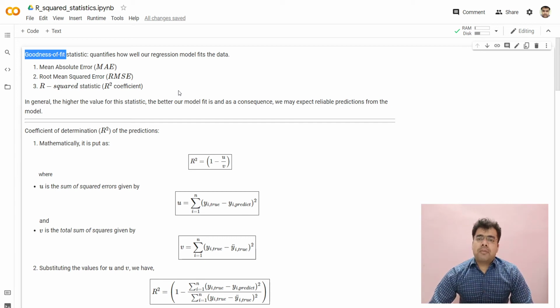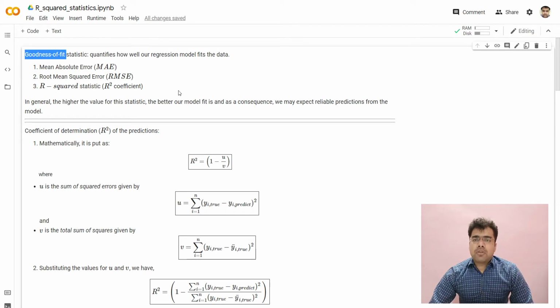Let's say, for example, you have a regression task to solve, and for that task you have designed three different models: M1, M2, and M3. Now it is time for you to choose one particular model. So you choose any of the goodness of fit statistics which is available, and you compute that statistic for each of those models. Whichever model gives you a higher value for that statistic, we consider that model to be superior, and we choose it as our final model.